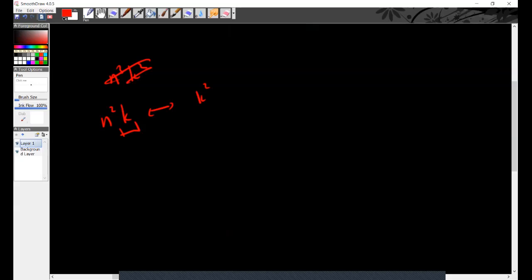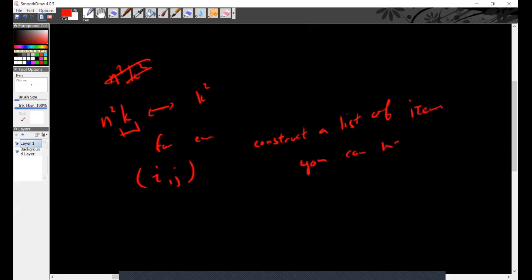You should really think of it as, for every pair ij, we're going to construct a list of items you can make. Constructing this list takes n k squared time. And there are theta n squared possible pairings of ij. So this is just n squared times n times k squared, which is n cubed k squared.